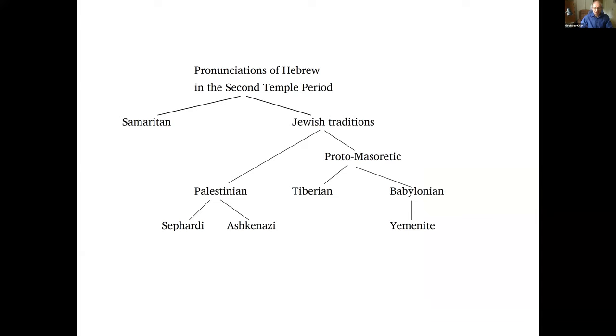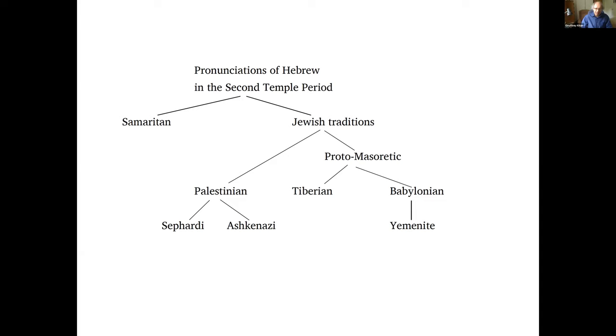through the centuries. I should say, for those of you who are familiar with the sound of modern Israeli Hebrew, this would sound most similar to the so-called Sephardi traditions of Biblical Hebrew, in particular the pronunciation of the vowels. And the consonants of Israeli Hebrew would sound most closely like the Ashkenazi traditions of Biblical Hebrew.